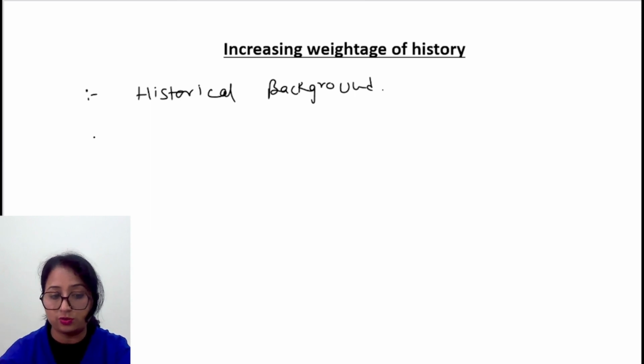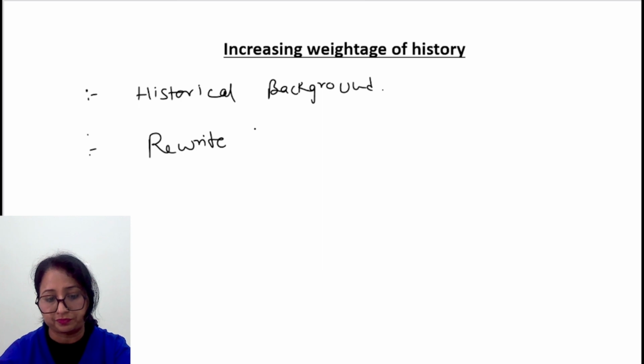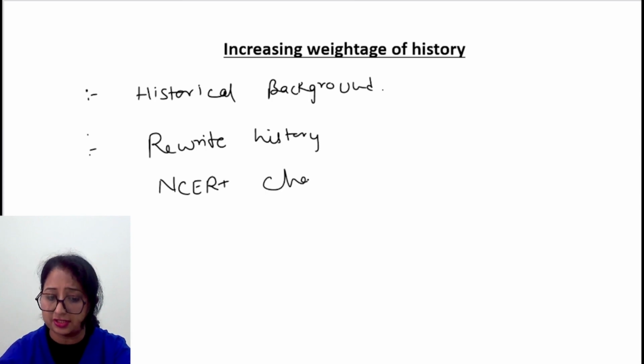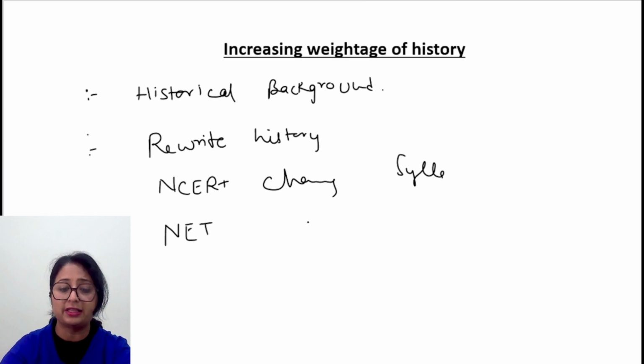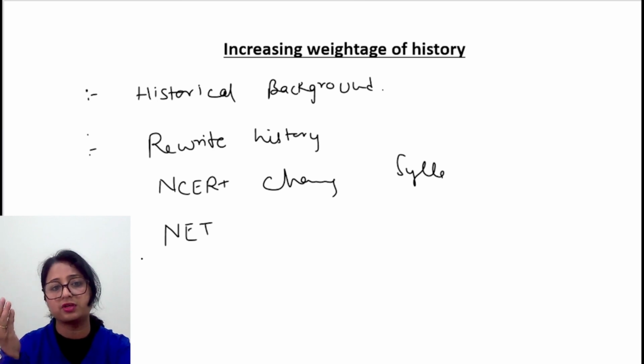Rewriting history is also a little controversial matter these days. NCERT is changing its syllabus, and NTA also. The NTA NET examination is a very popular examination in India, and they are changing their syllabus as well. Various states are also adopting some changes in their history books. So these things are making the history weightage very high.